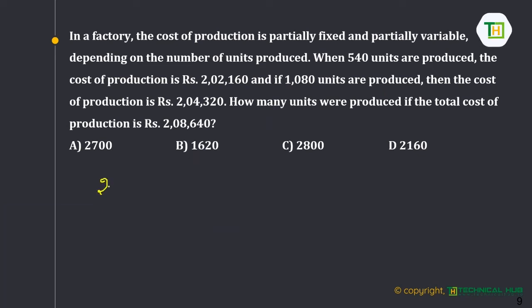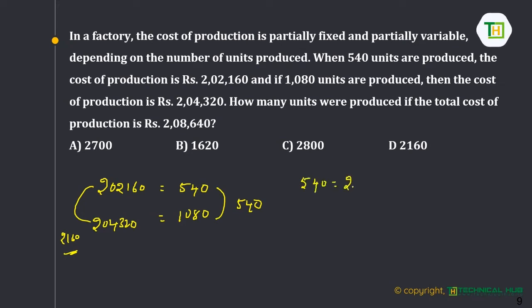For 540 units, what is the cost of production here? 2 lakhs 2160. And similarly for 1080 units, what is the cost of production? 2 lakhs 4320. So how many units are increased? 540 units are increased. What is the amount increased? 2160 is increased. So can I take for 540 units the amount is equal to 2160, or not? If you produce 540 units, then the cost of production is 2 lakhs 2160 only.